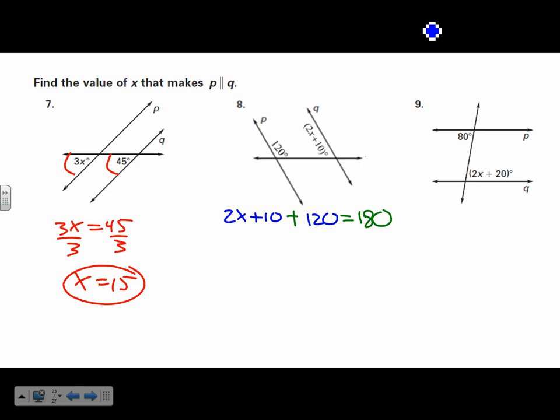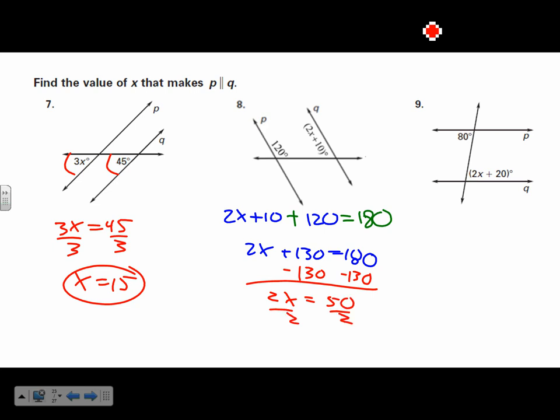So that's 2x is equal to 130. Whoops, not equal. 2x plus 130 when you combine your like terms. Subtract 130. 2x is equal to 50, divided by 2. x is equal to 25. And again, make sure you realize they're asking you to find x. They're not trying to have you find the missing angle, just solving for x.